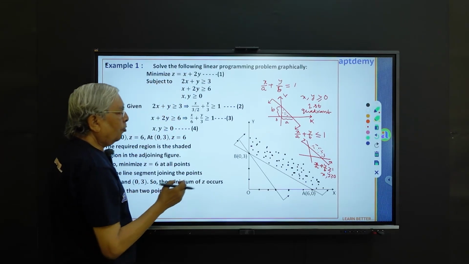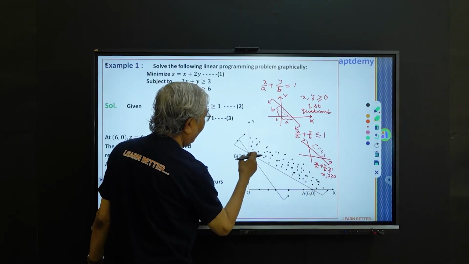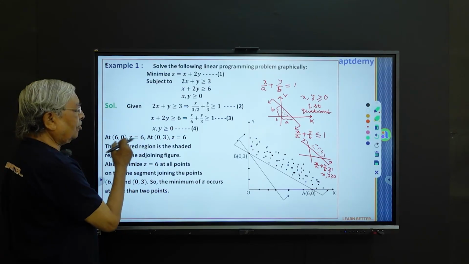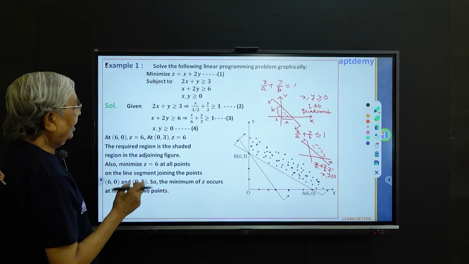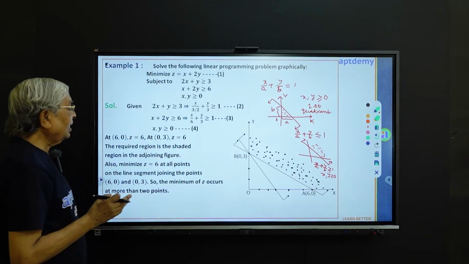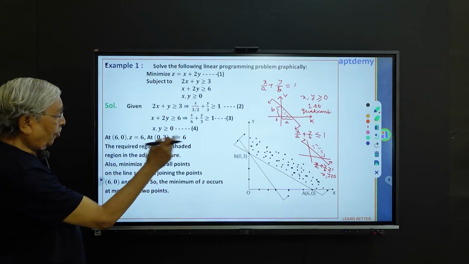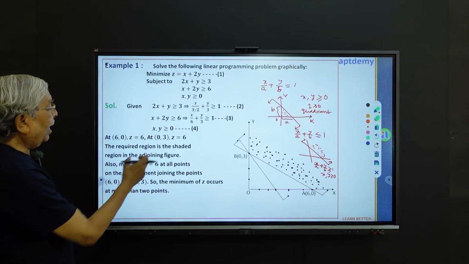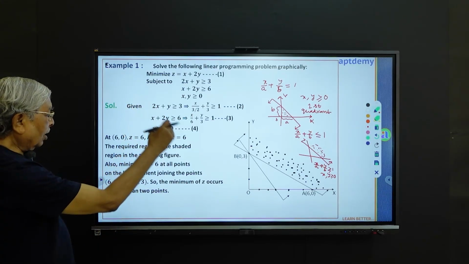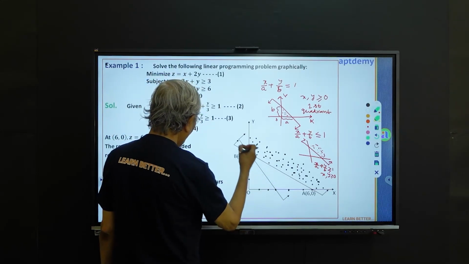So first find the value of z at the point A and at the point B. At (6, 0), z equals 6, and at (0, 3), z equals 6 also. So what is the region? The required region is the shaded region in the adjoining figure. And what is the minimum value? The minimum value of z is 6 at all points on the line joining the points (6, 0) and (0, 3).